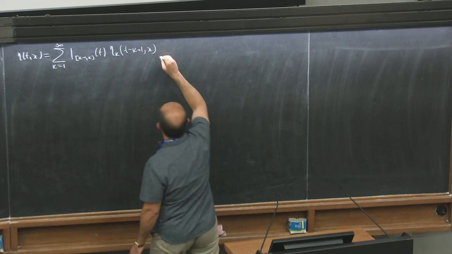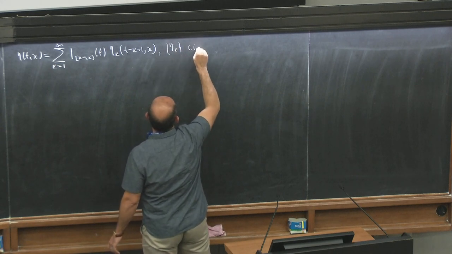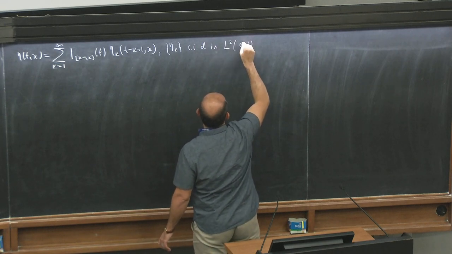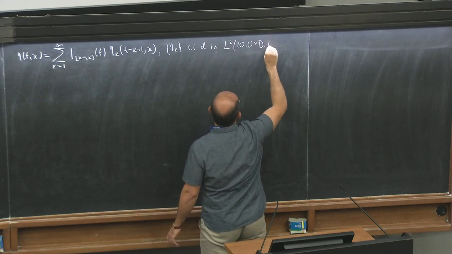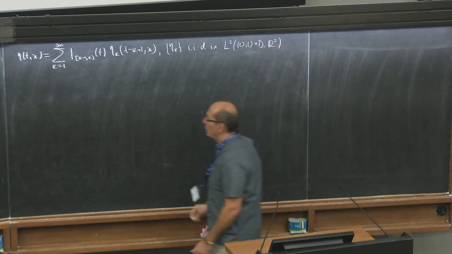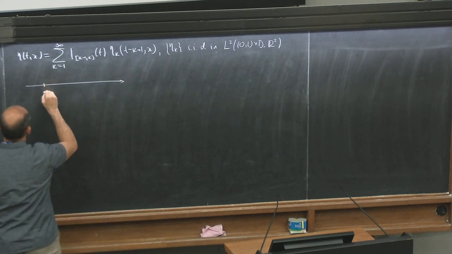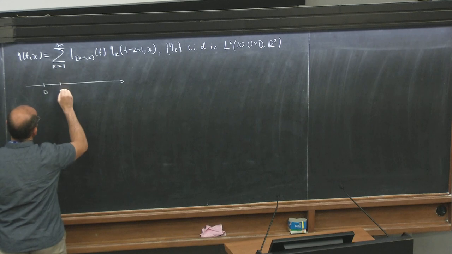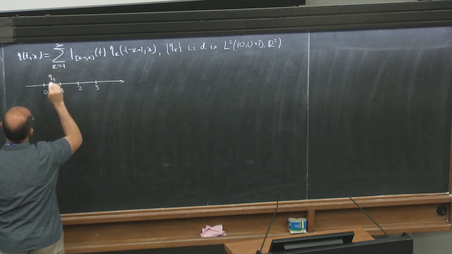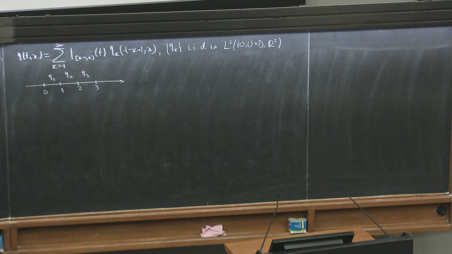So eta k is an IID sequence in L2 on the interval 0, 1 times D with range in R2. Right? So I divide my time axis into pieces of length 1. And here I act with the force eta 1, here with the force eta 2, eta 3, and so on.